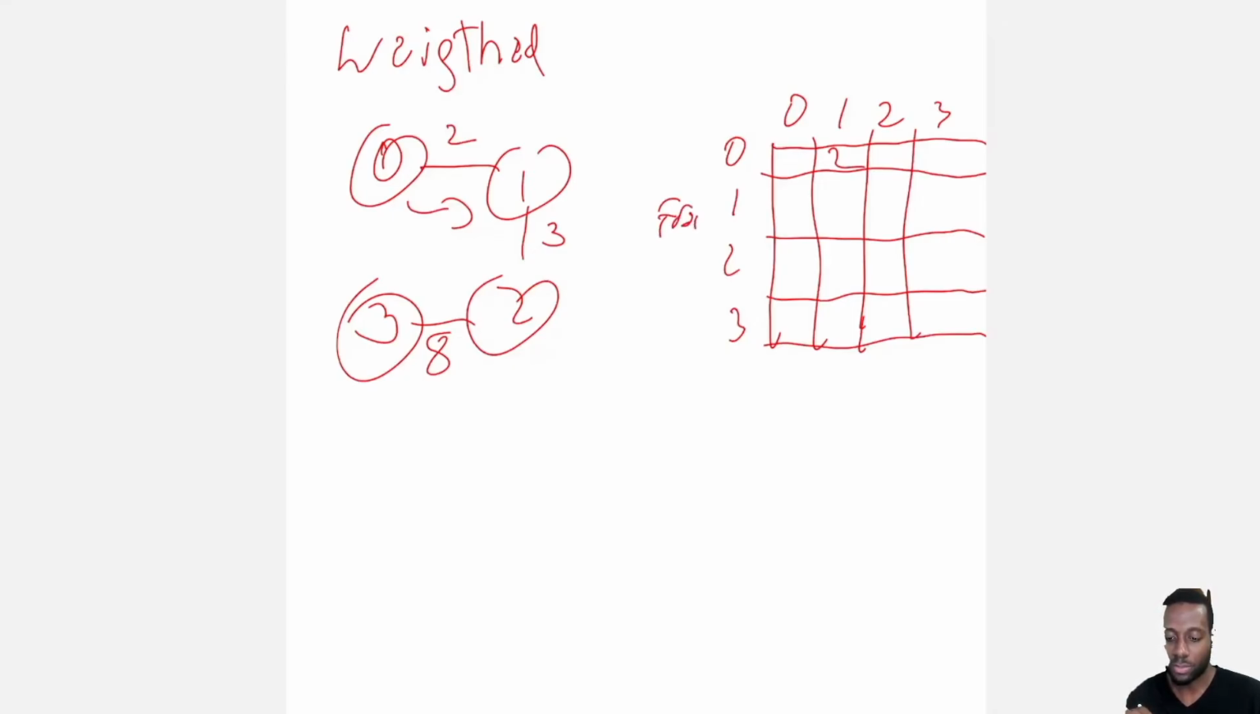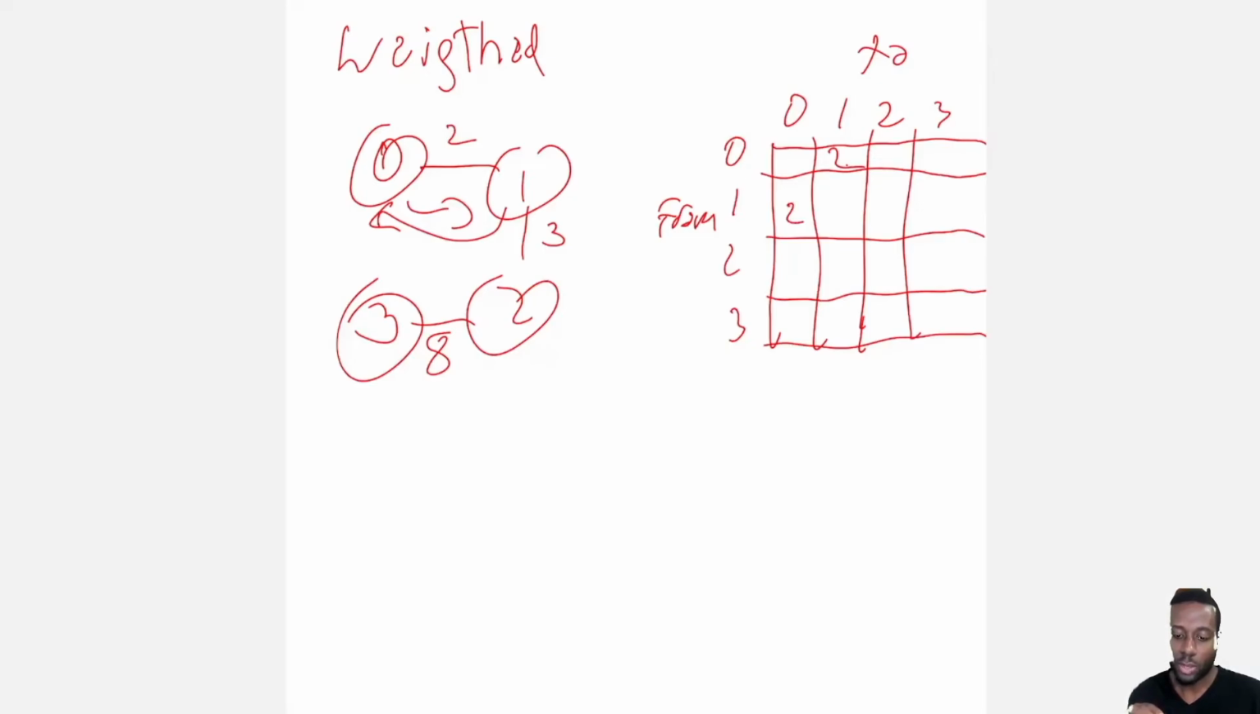Because we know this is 2, going from 0 to 1, the cost is going to be 2 units. And then from 1 to 2, and we also need to show from 1 to 0. There's a 2 in there, so I put a 2 there as well.